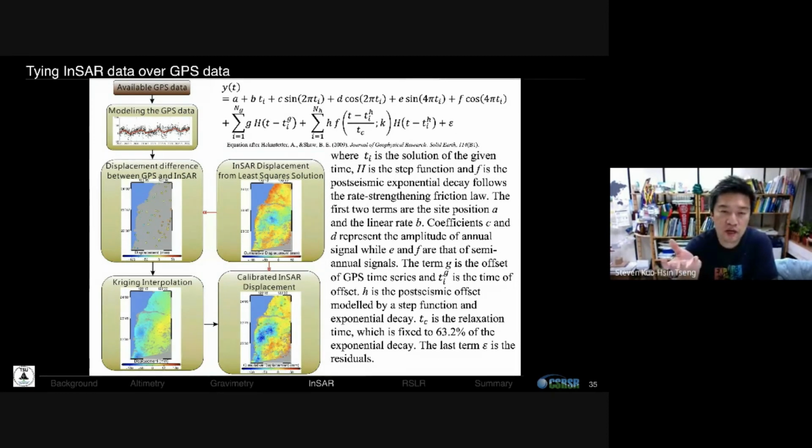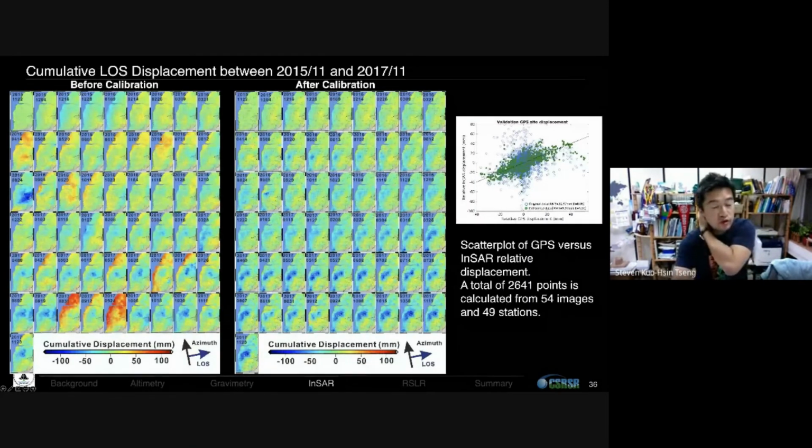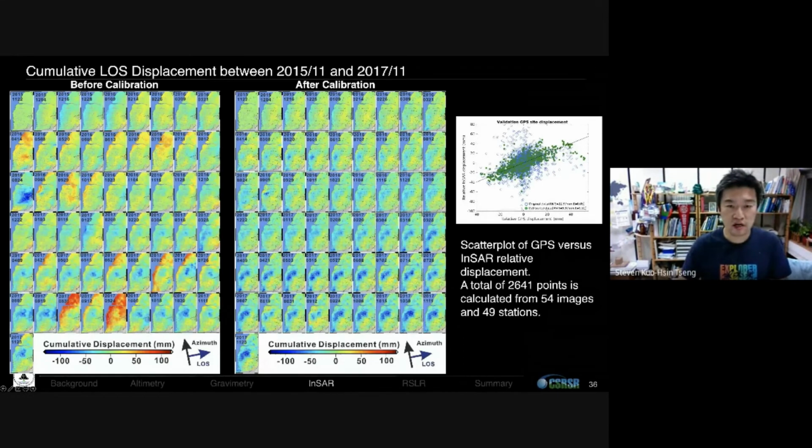In Taiwan we have such a service, so we can make it done. But probably in your countries, if you don't have GPS data, you can also use leveling. Leveling gives us at least a first order subsidence or vertical motion rate. Then you can control your InSAR data better than just relying on the data itself. So you can see what is the effect if we remove the errors estimated by GPS, the difference between GPS and InSAR. After calibration it is the middle panel here.